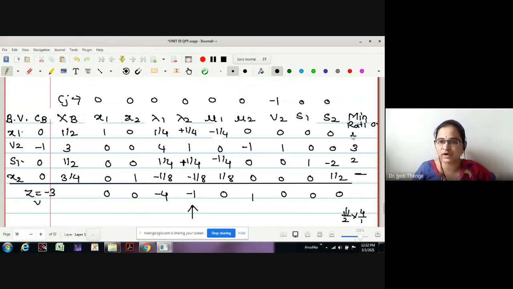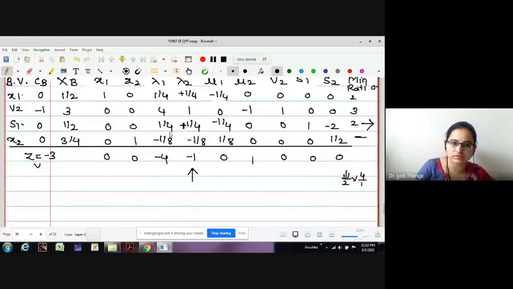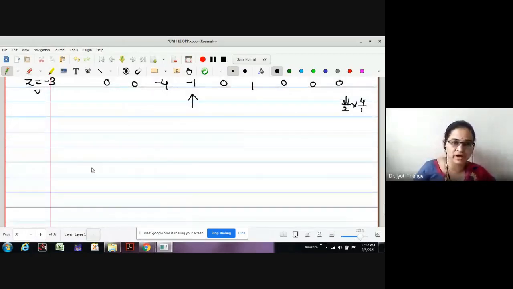So what we will do? We will remove this S1. Is that clear? Yes, ma'am. So both the minimum positive ratios are same for X1 and S1. Instead of removing the original variable, we will remove the added variable. Therefore, what will be my pivot now? This one will be a pivot. Now, if I write the pivot, just do the row operations and get the next table.